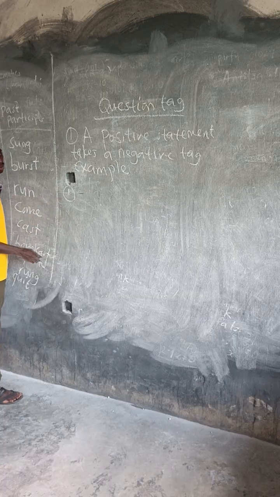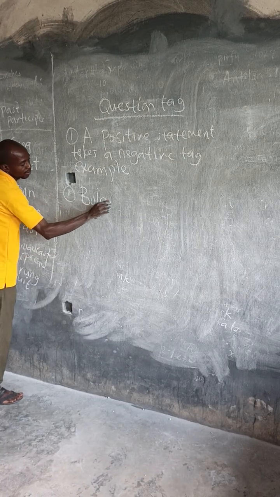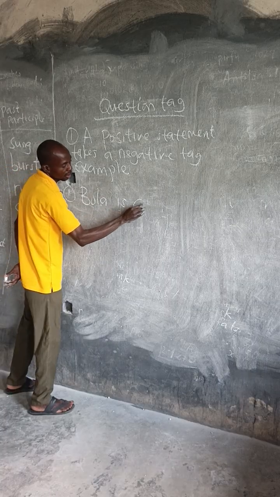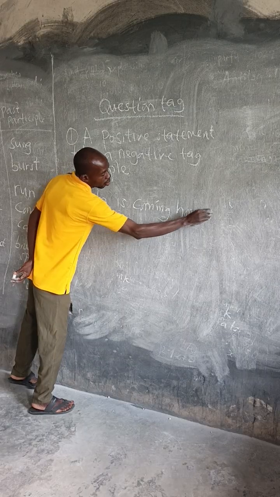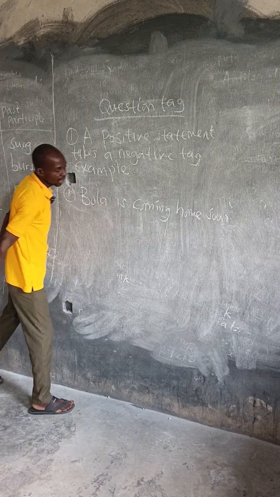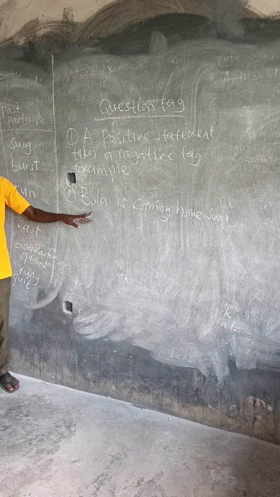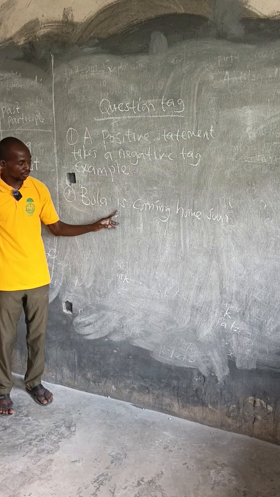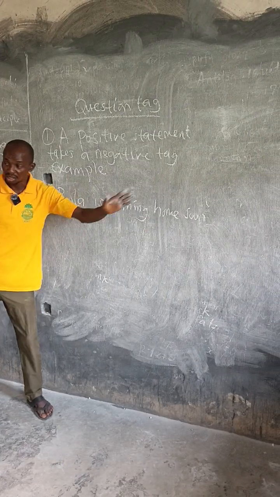Number one. You say, Bola is coming home soon. Bola is coming home soon is what you have here. If you analyze this particular sentence, you can see that this one is the subject here, which is a noun, right? This one is the auxiliary verb. This one is the continuous form of the verb, the main verb, continuous.